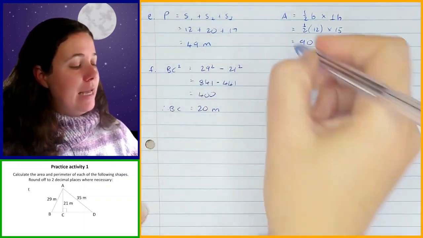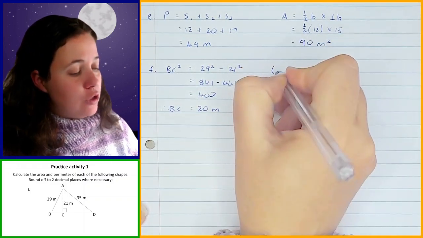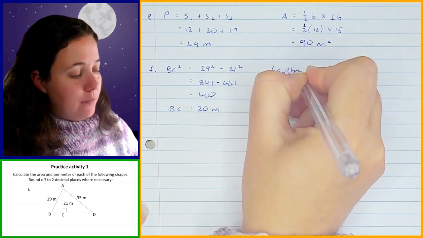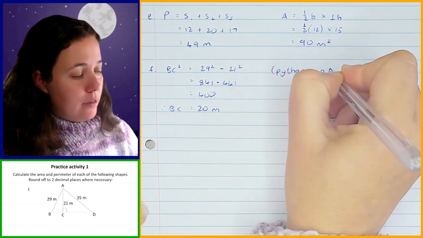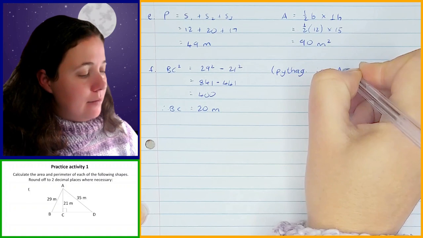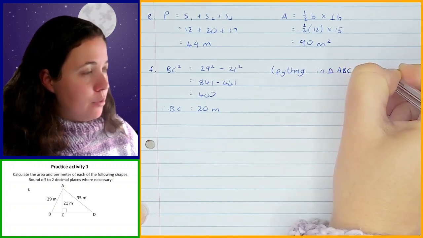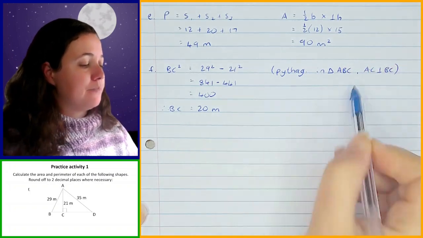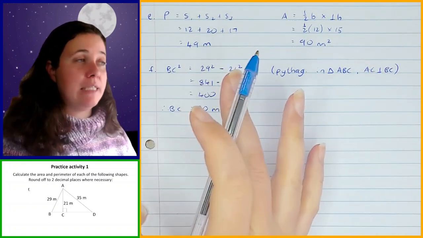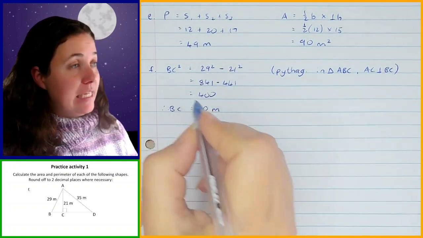The reason I could do that was because of the Pythagorean theorem in triangle ABC with AC perpendicular to BC. Okay, so now I know the length of BC. Now I need to find out the length of CD.